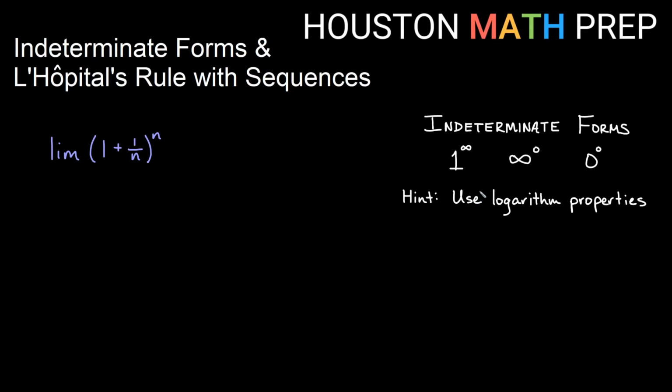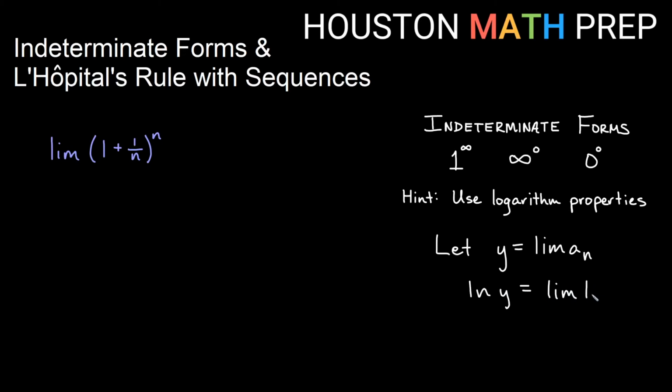Our last three indeterminate forms are all exponential forms. We have 1 to the infinity, we have infinity to the 0, and we have 0 to the 0. For each of these forms, we'll use logarithm properties. So what we'll do, to deal with the exponent, is let y equal the limit that we are trying to find. And we will take the ln of both sides. So we'll take the natural log of both sides. We can do that.